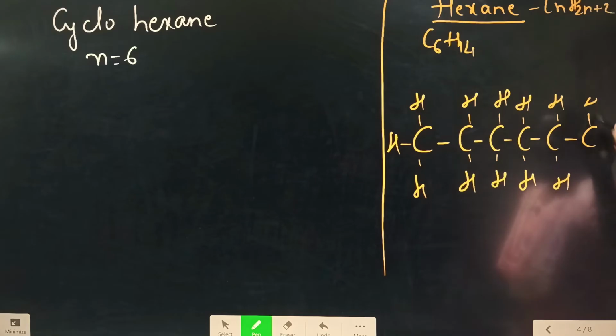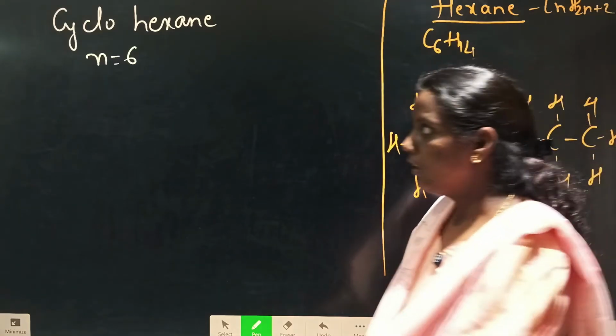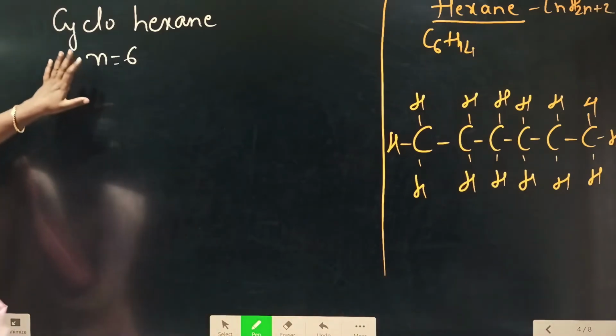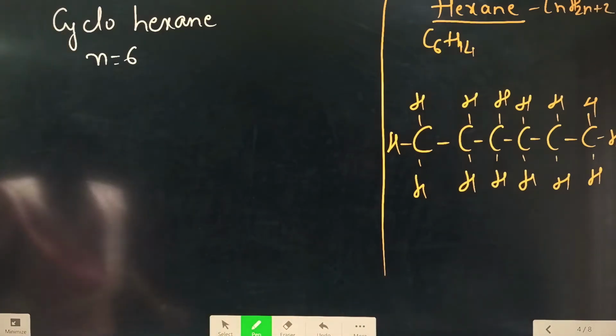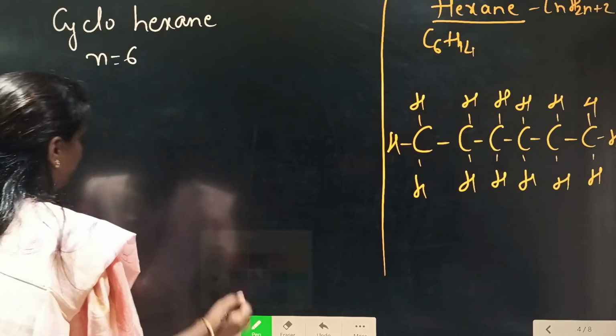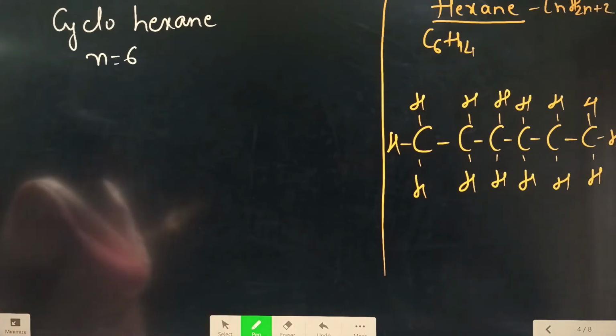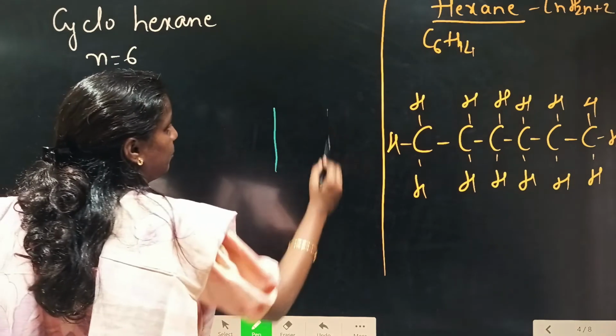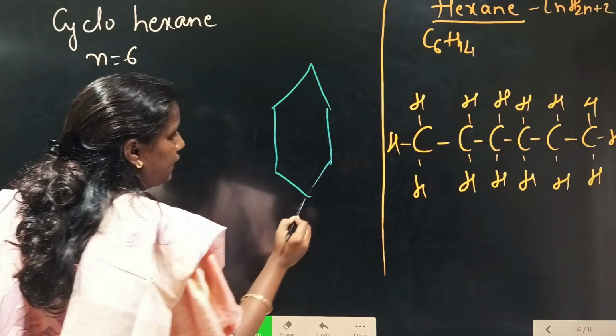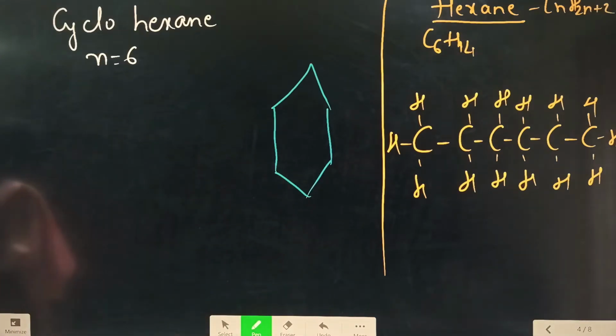Okay, this is how we got a structural and molecular formula for hexane. Now this side I am showing cyclohexane. So when it comes to cyclohexane, how do we do it? A hexagon. How are you writing the hexagon, the polygon, in the geometry part? It will be in this way, right?